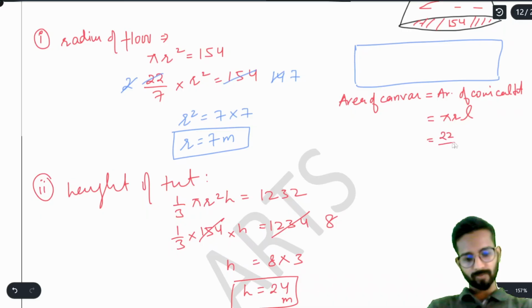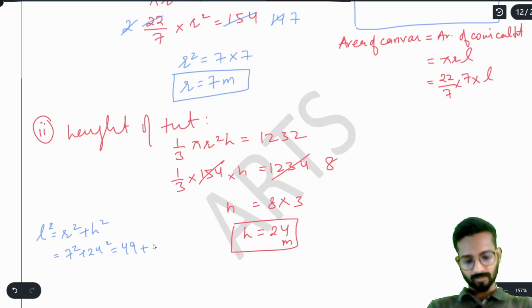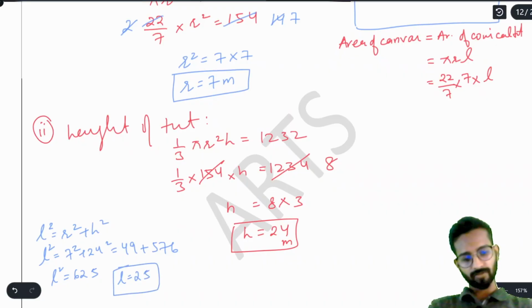Now pi I know, 22 by 7. Radius I know, 7. I do not know the l, slant height. So I will find the slant height. That's why we were supposed to find the slant height first. L square is equal to r square plus h square. Radius is 7 square plus 24 square, that is 49 plus 576, that will become 625. L square is 625, so l is equal to 25. Now putting that l here, 22 by 7 into 7 into 25, 7 cancels, 22 cross 25 will make 550 meters square.